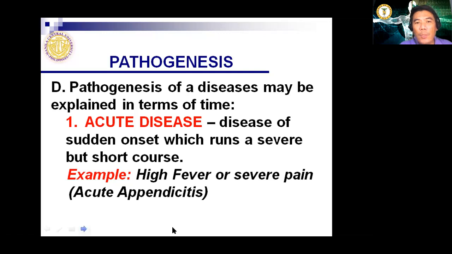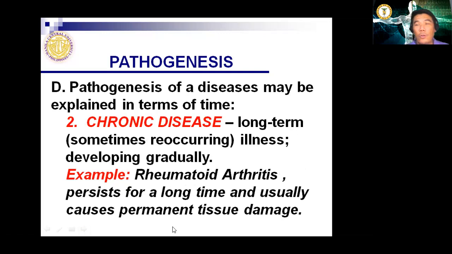On the other hand, chronic diseases are long term, which may possibly recur. For example, arthritis, which may persist for a long time. The patient may recover, but eventually, sooner or later, may have another arthritis attack or pain.